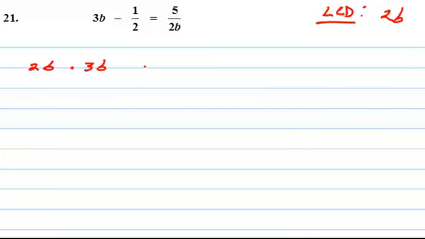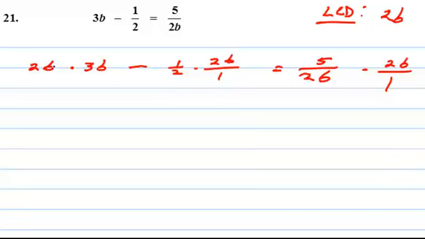So I multiplied it by 3b. I'm going to multiply it by 1/2. And now I'm going to put it over 1. Here I didn't because I wasn't multiplying by a fraction. But here I am. I'm multiplying by 1/2. And in this last expression, I'm going to put it over 1 because I'm multiplying by a fraction.